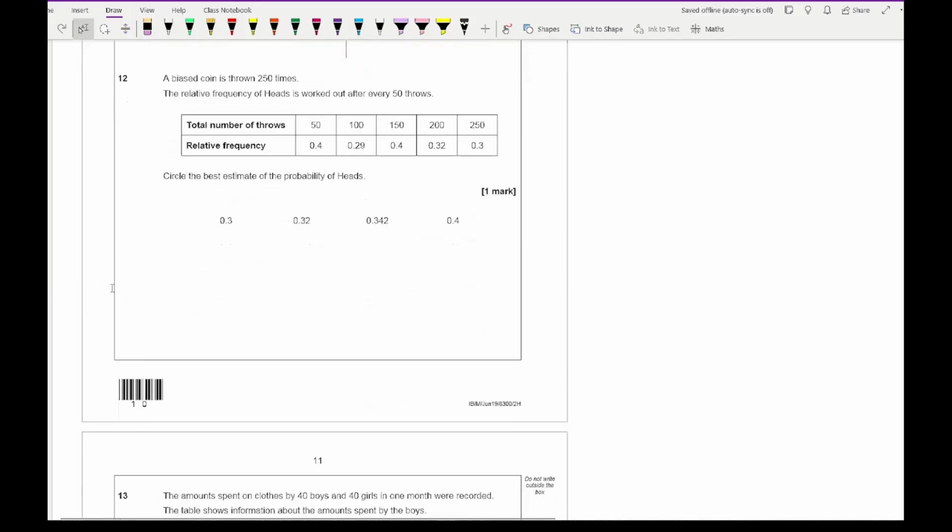Moving on to question 12, it says that a biased coin is thrown 250 times. Circle the best estimate for the probability of getting a head. Now when you're working with relative frequency, to increase the accuracy of the probability, you want to go for the maximum number of trials. So what I need to do is work this out. The relative frequency is going to be 0.3, so then it's going to be our last option.